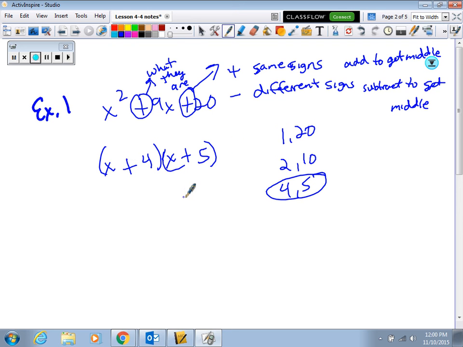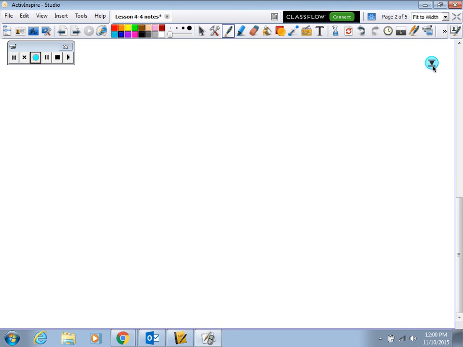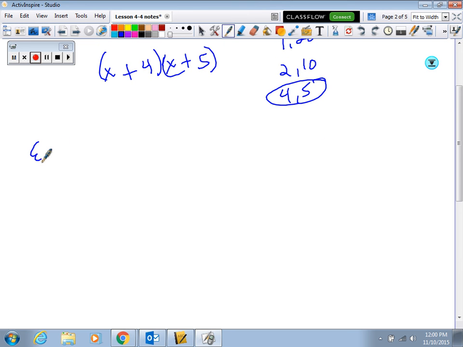Now, let's do another one. We're going to call this 1A, where the factors are different. This should be a review, so that's why we're not spending a whole lot of time on it. Let's do x squared plus 14x minus 72. Notice this is minus, so that means the signs are different. That means they subtract to get 14. And I know x squared factors into x and x. There's nothing special about that.